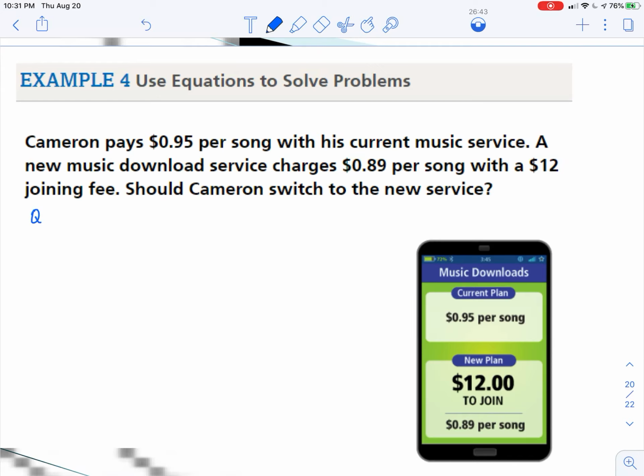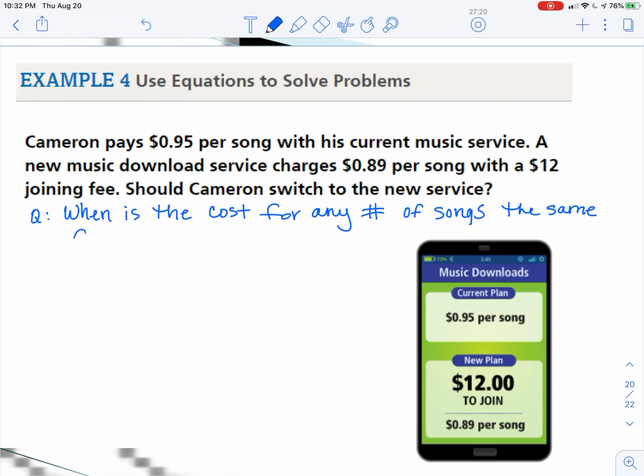So the question that we want to ask ourselves is this: when is the cost for any number of songs going to be the same for both services? So I'm going to jot that down here. You might want to write this in your notes because this is the question you need to ask, and it will make sense when I set the problem up for you. You'll see why this question is important to understand. So when is the cost for any, I'm going to put the number symbol here to make it short, number of songs the same for both services?